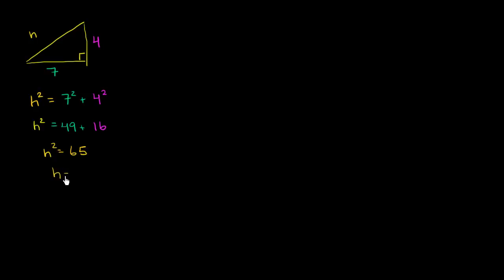Or we could say that h is equal to, if we take the square root of both sides, the square root of 65. And we really can't simplify this at all. This is 13 times 5. Both of those are not perfect squares, and they're both prime, so you can't simplify this anymore. So this is equal to the square root of 65.